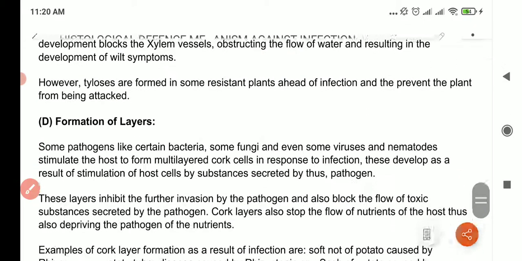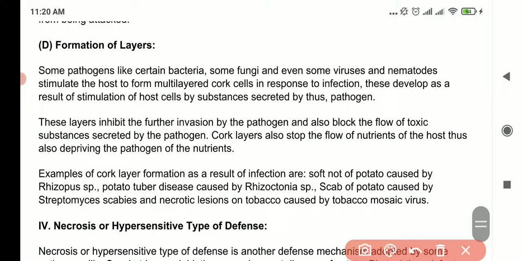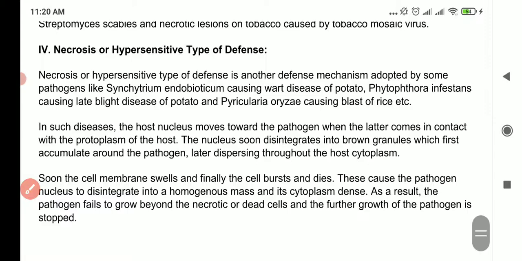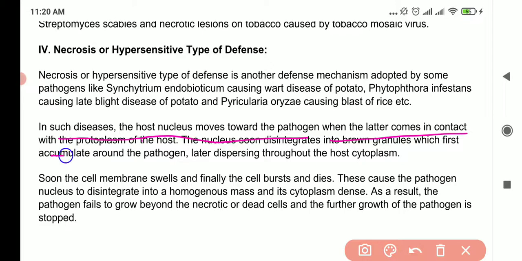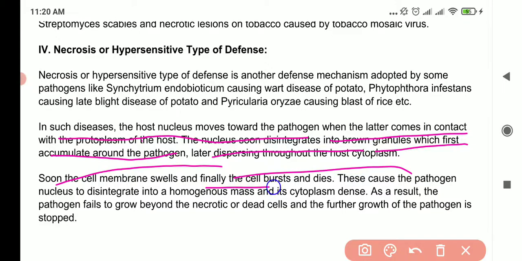Next is formation of layers. The pathogen itself stimulates the plant to form multi-layered cork cells in response to the infection. These layers will inhibit further infection. Then necrosis or hypersensitive type defense. In such diseases, the host nucleus moves towards the pathogen. When they come in contact with the protoplasm of the host, the nucleus will disintegrate into brown granules which accumulate around the pathogen and disperse through the host cytoplasm. Sometimes the cell will burst and die.